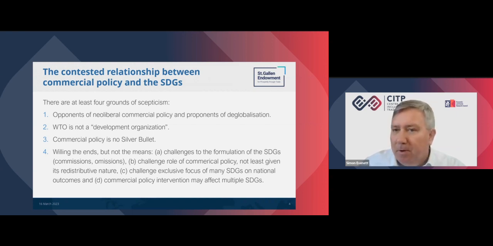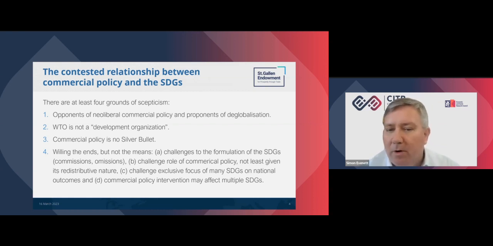The last group, and I think the most substantively interesting group, is perhaps trade policy analysts who accept the ends of the SDGs largely. By and large, they can see why development is a multifaceted process, why there are a number of different facets to development, but they're not very sure about how the SDGs have either been formulated or the role of commercial policy. And here, this breaks down into four parts.